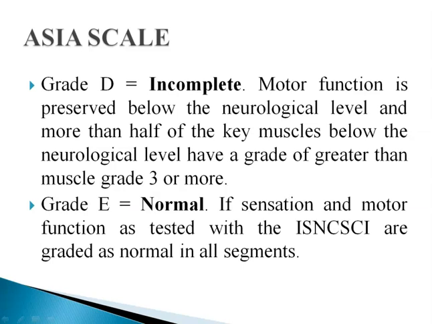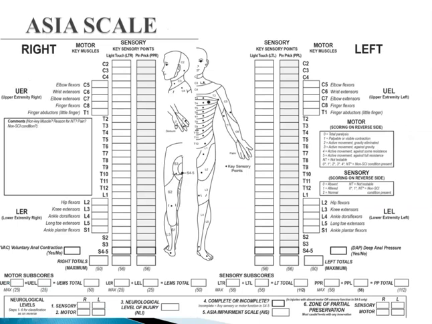The next grade is grade E, which indicates completely normal. If sensation and motor function, when tested with the International Standard Neurological Classification of Spinal Cord Injury, are graded as normal in all the segments. So this is the scale. Let us discuss this scale in detail.